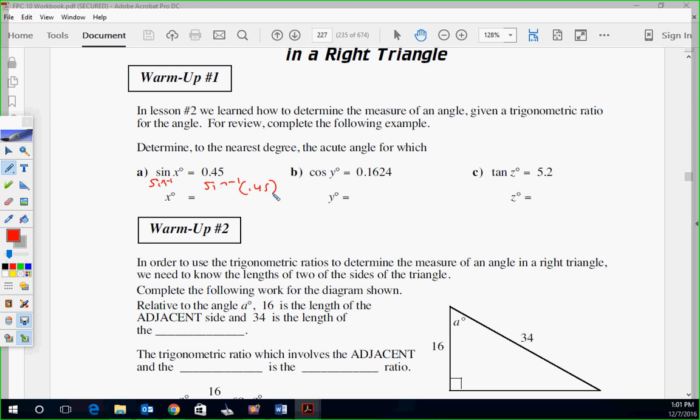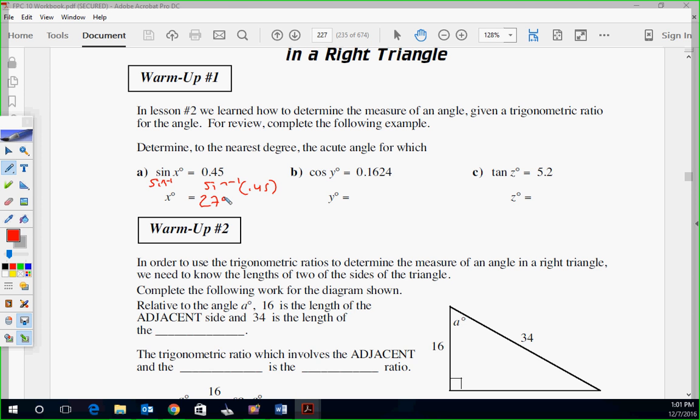24. Yep. I got 24. 26.7. You got 10, yeah. 26.7. Okay. Nearest degrees, so we're going to go 27 degrees. Around the nearest degree, it says. Is it 26.7? Did you do tan or sine? Okay, sine. Okay, so do the same thing with the other one.